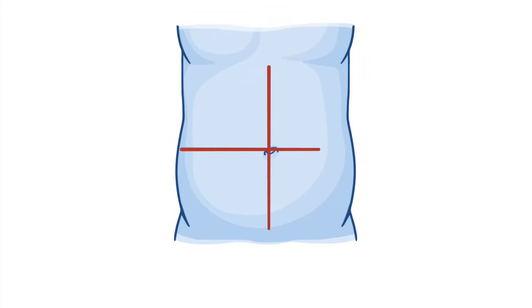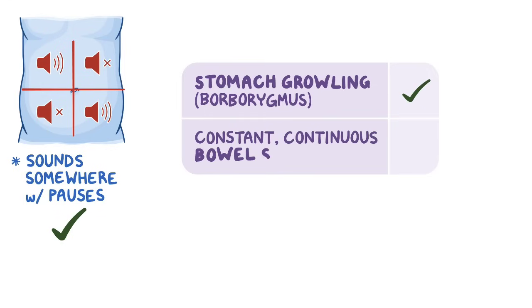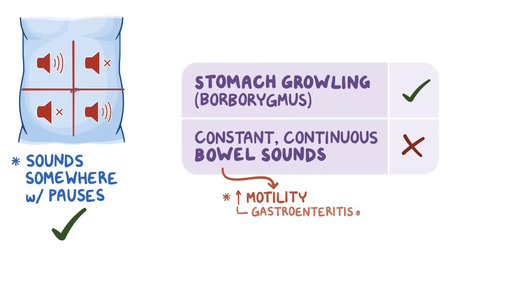You don't have to hear sounds in each quadrant. As long as there's some sounds somewhere with pauses, that's okay. Stomach growling, or borborygmus, is normal if you're hungry. Constant, continuous bowel sounds are not. That's associated with increased motility and might indicate gastroenteritis or early stages of abdominal obstruction.